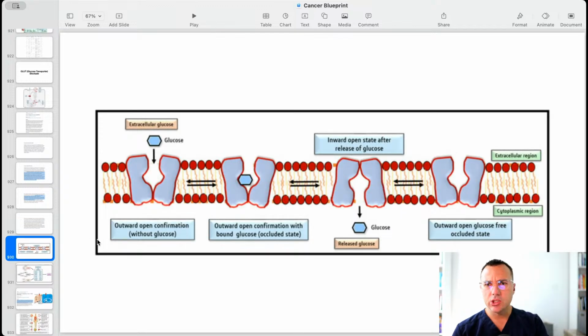So just taking a look at the actual structure of these glucose transporters, it's pretty interesting. They kind of have an open hinge situation where you have glucose entering and then being input into the cell, releasing into the cell. It says outward open facing configuration without glucose, outward open facing configuration with glucose, occluded state, and then inward open state after release of glucose, and then it goes back to the outward state.